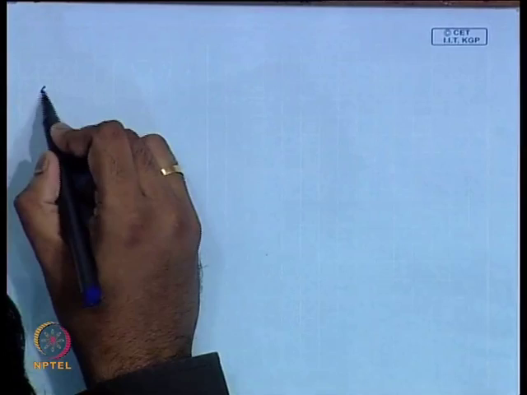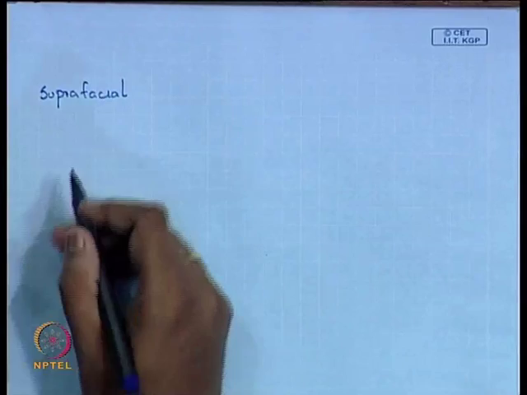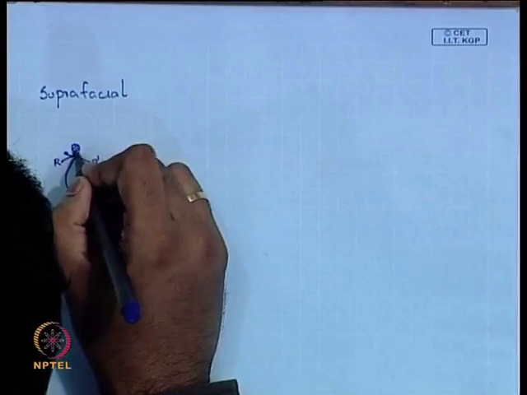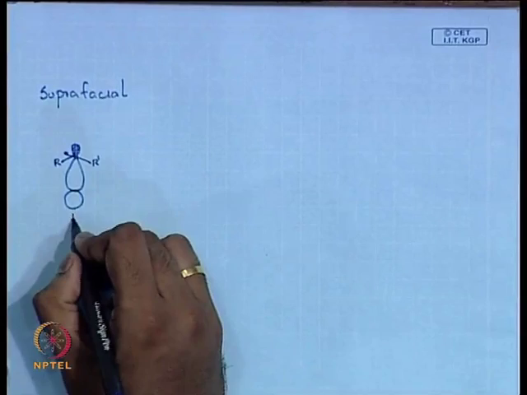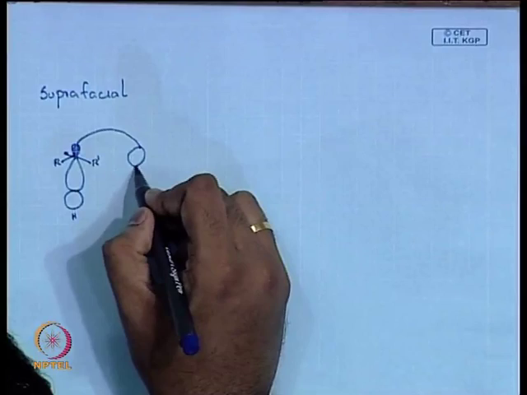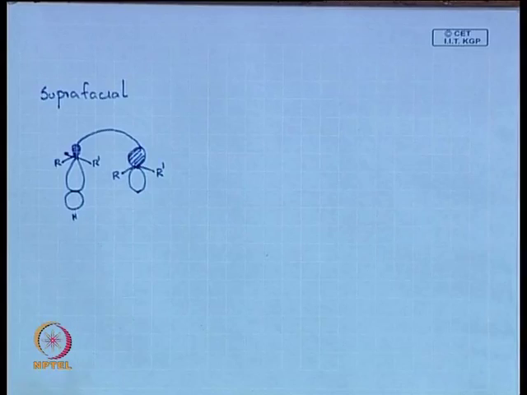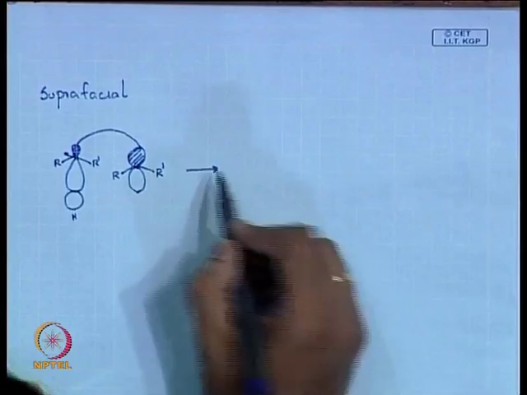If I want to draw suprafacial, okay. So my R and R prime, and this is my hydrogen which I am talking about. If you want to think about suprafacial, how your state should look.